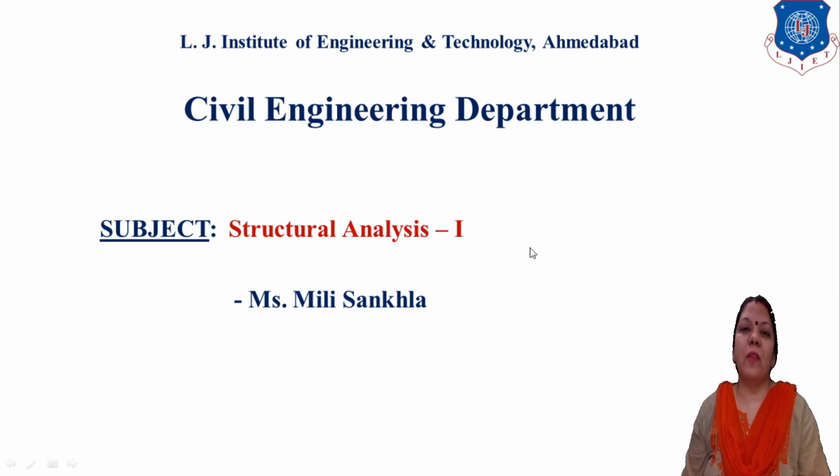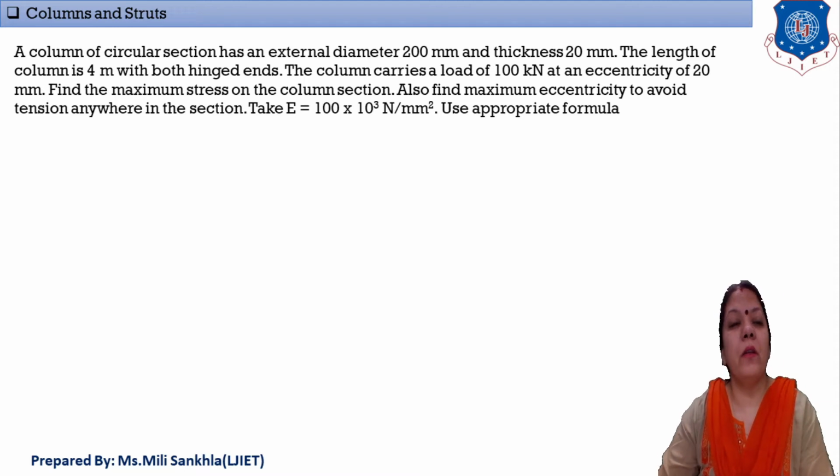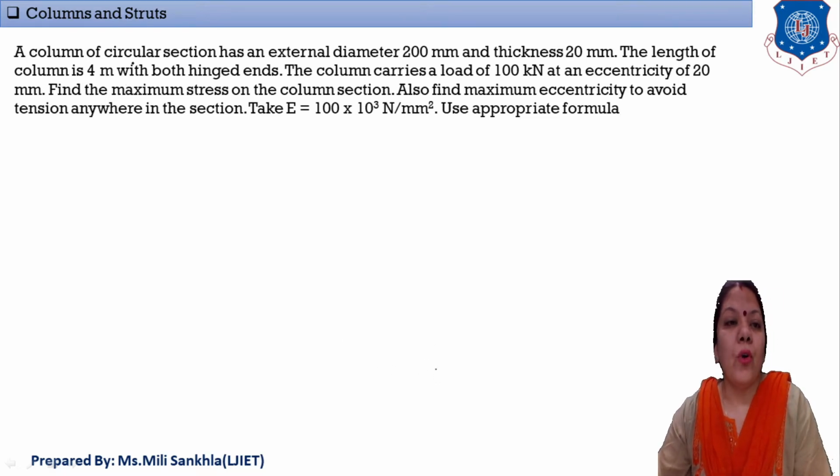Okay, now we start with our example. First of all, we read the given data properly and find which unknown values we have to find out. A column of circular section has an external diameter of 200 mm, and the thickness is given as 20 mm. The length of the column is 4 meters and both ends of the column are hinged. The column carries a load of 100 kilonewton with an eccentricity of 20 mm.